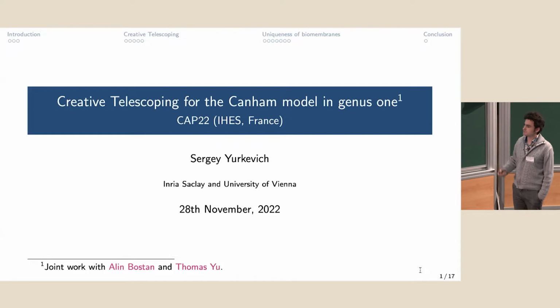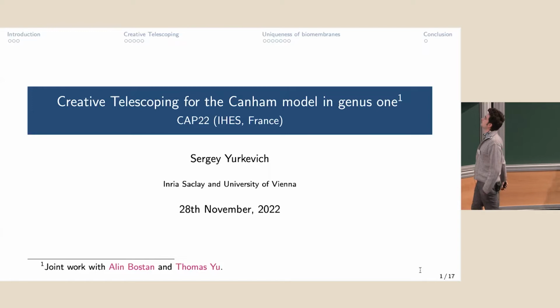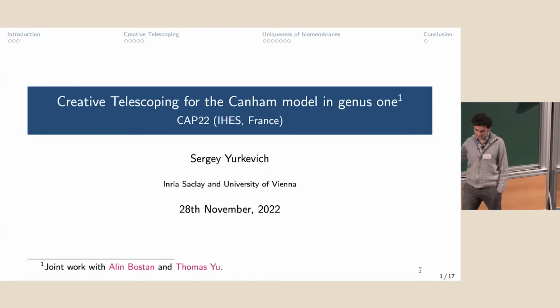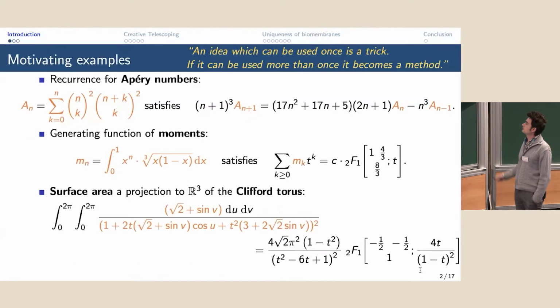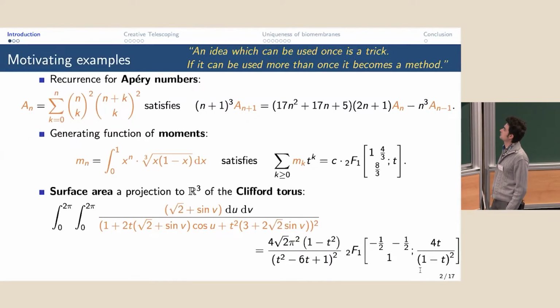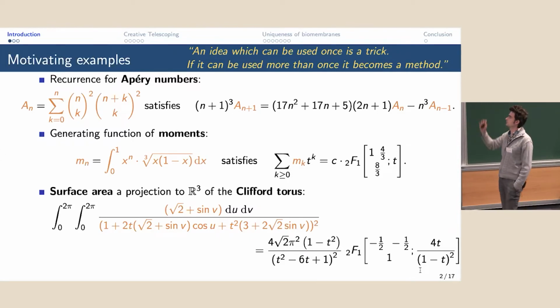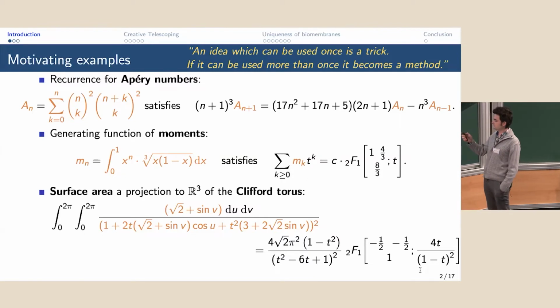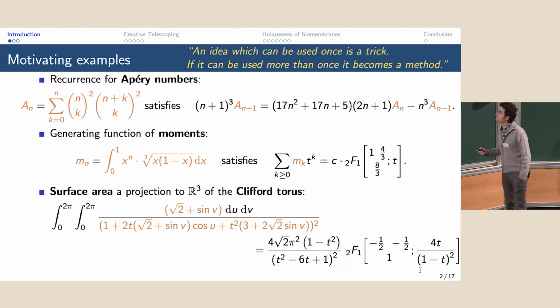I will present, as Gerard already said, about creative telescoping. This will be the first part, and then the Canham model in genus 1, which will be the second part, where we'll use the first ideas. Here I have three motivating examples, which look very different, and are three identities. But my main point is that all three can be derived by the same method, and not only a method, but actually an algorithm.